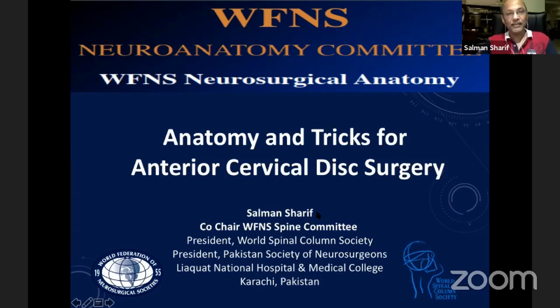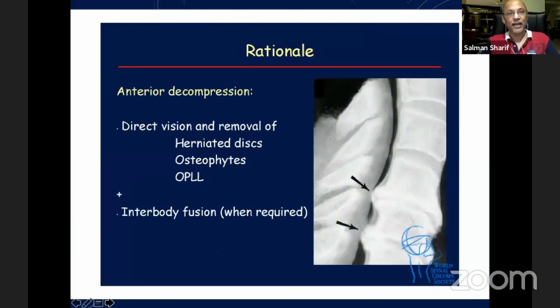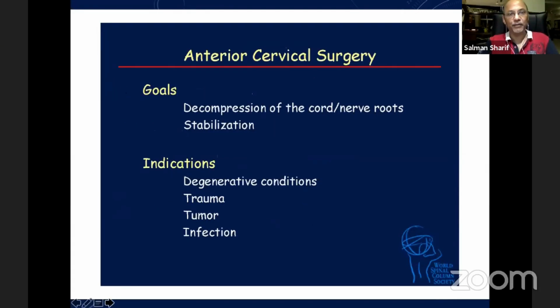So basically, I'm giving a talk about one of the most common procedures that we do in neurosurgery, which is about anterior cervical approaches and the anatomy related to this. The rationale for anterior decompression is obviously direct vision. You've got herniated disc, osteophytes, OPLL, and sometimes interbody fusion when required. The goals are for decompression, stabilization, and indications include the degenerative conditions, trauma, tumor, and infection.